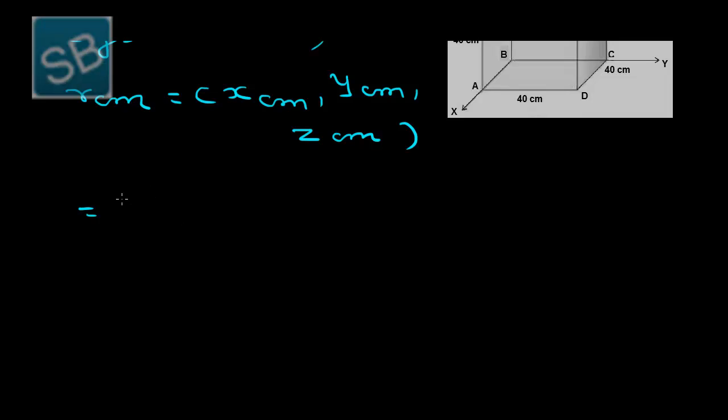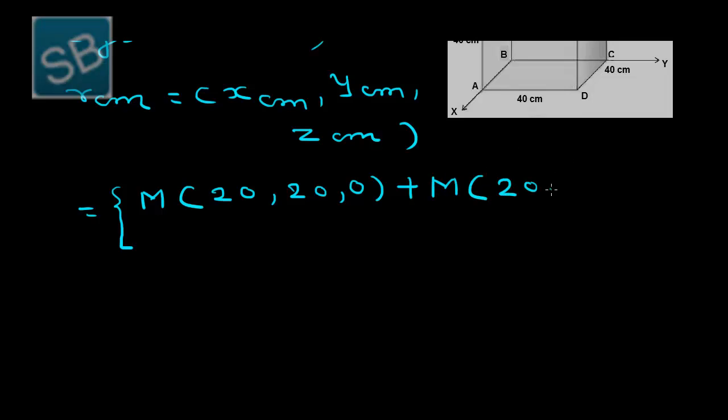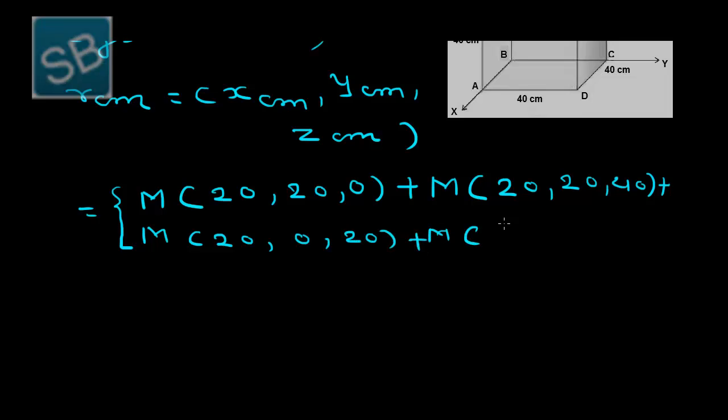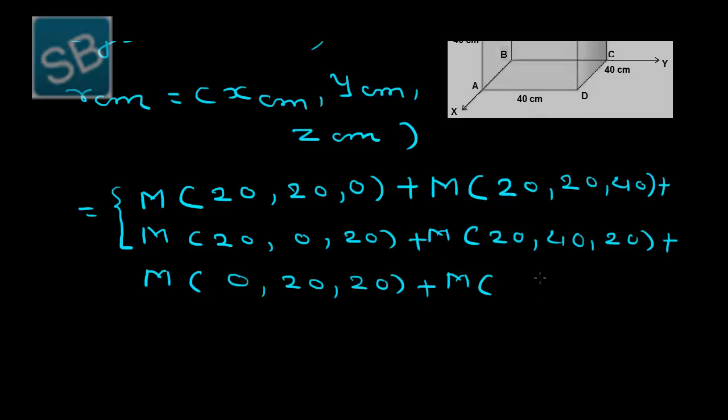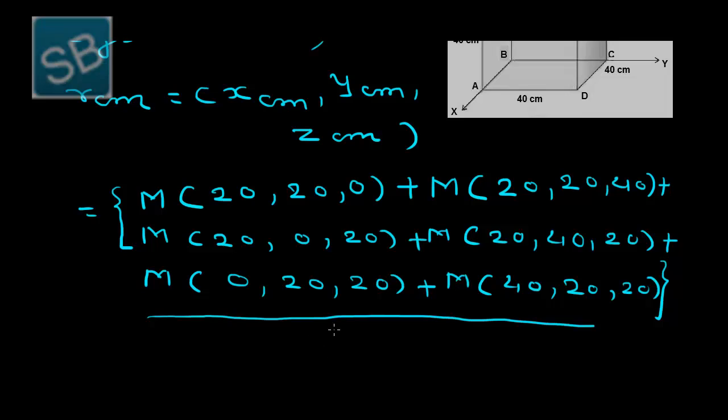It is equal to, now what is the value of the x-axis first of all? So here the value of the x-axis is m into the first plate ABCD 20, 20, 0, plus m into the second plate 20, 20, 40, plus m into 20, 0, 20, plus m into 20, 40, 20, plus m into 0, 20, 20, plus m into 40, 20, 20. And this whole term will be divided by m plus m six times, so 6m.